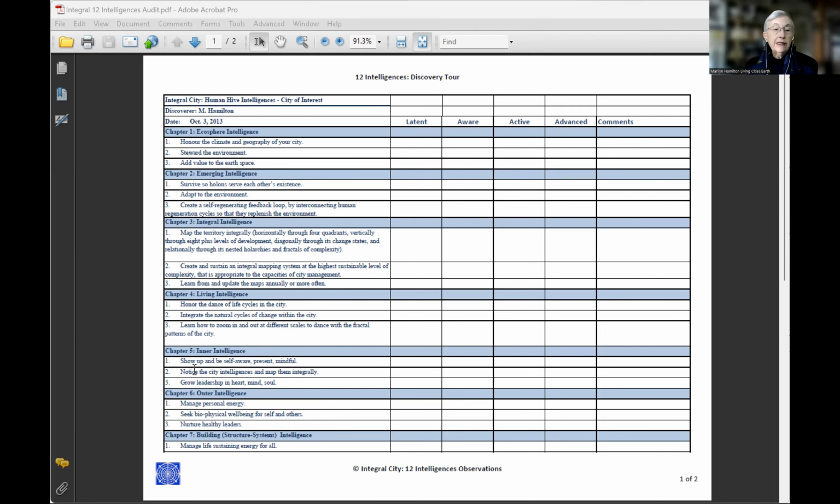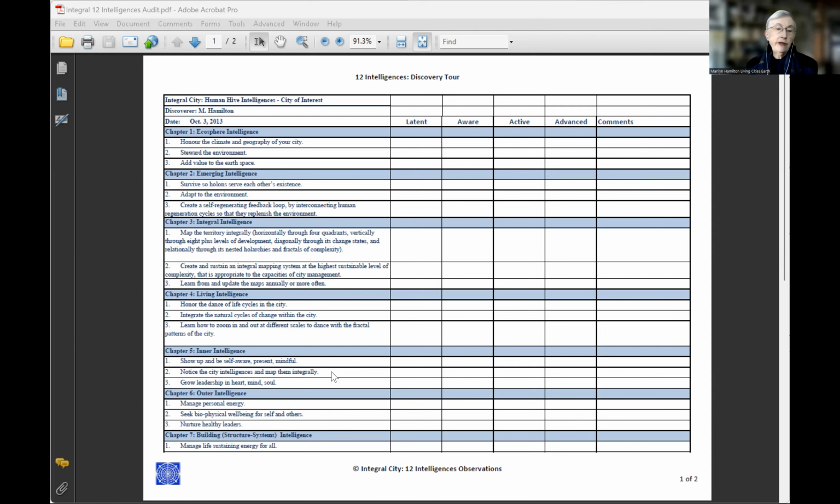The second element of inner intelligence is noticing the city's intelligence and mapping it integrally. So this is being able to apply at the city scale the idea that the city has an inner intelligence, and can we map that integrally? What is the consciousness of the city? How would we describe it? Is it about peace, order, and good government? Is that the main consciousness that flows through your city? Or is it a very vital, creative, and expressive city where there are arts and crafts and many expressions of consciousness?